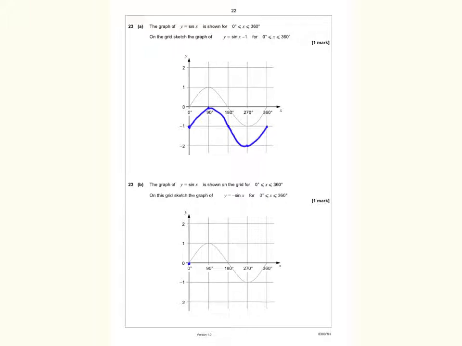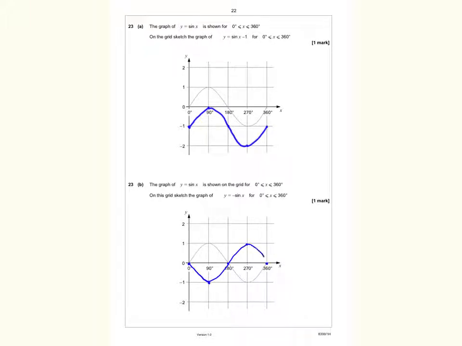So let's draw the points. The points will go here. This stays where it is. That will go there, and that's here. So this is a reflection in the x-axis, and then again, like this sine graph, I need to try my best to draw a nice curve.